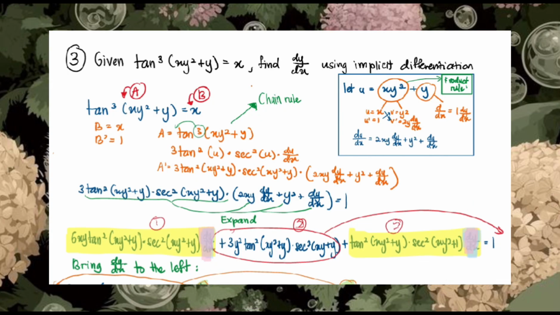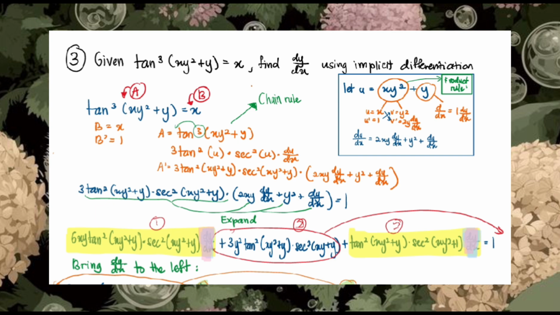Now we are going to answer question 3. Given 10 cubed xy squared plus y equals x, find dy dx using implicit differentiation. So first, we will differentiate both sides. 10 cubed xy squared plus y is a composite function. We must apply the chain rule in order to differentiate it.